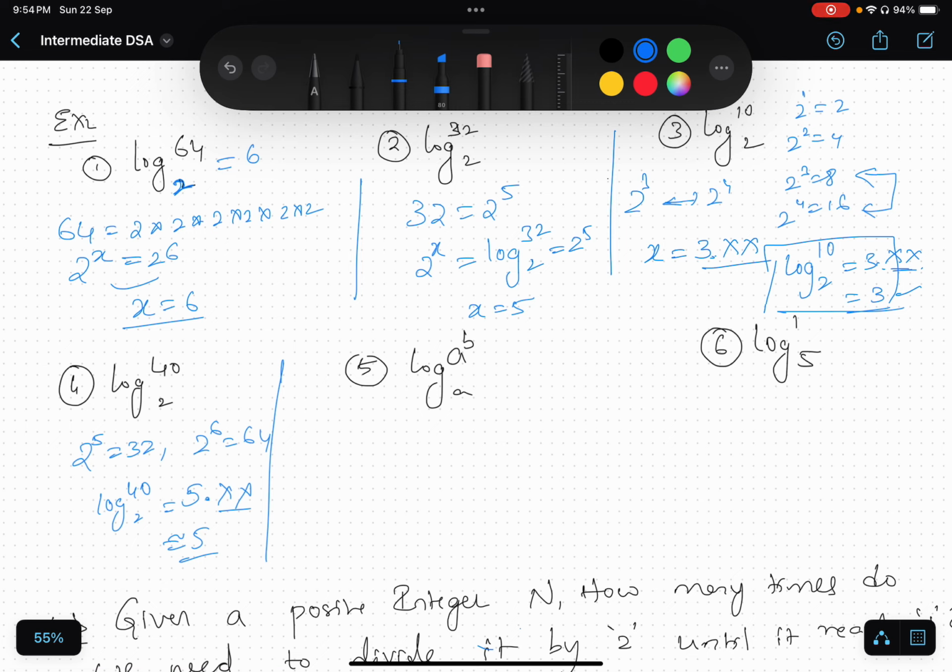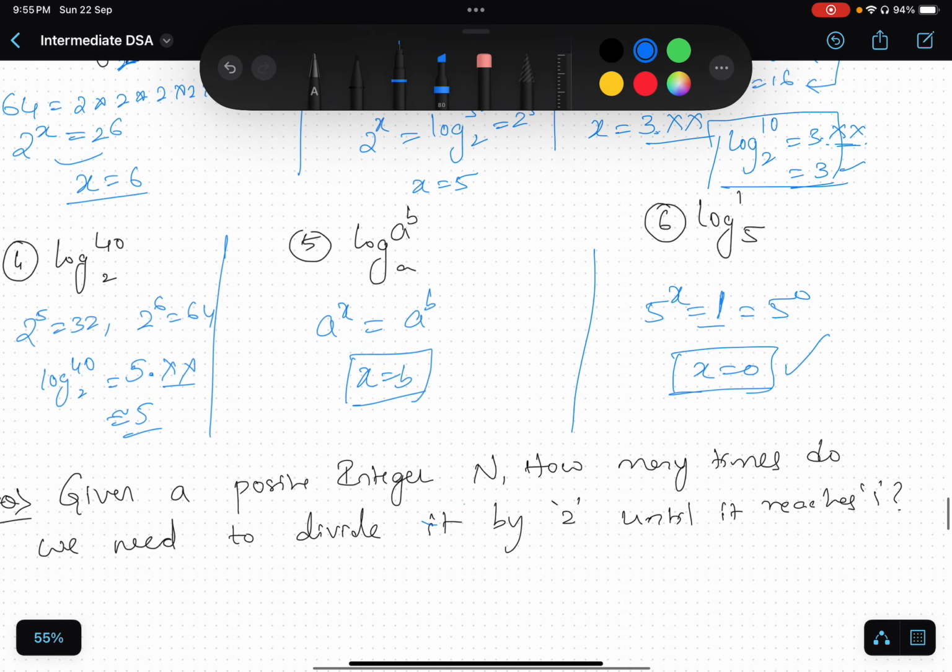Similarly, 5 power x is equal to 1. The only power of 5 to give 1 is 5 power 0. So x is equal to 0 in this case. So log 1 to any base is 0. Right? Okay, how is this logarithm concept of mathematics useful in DSA.